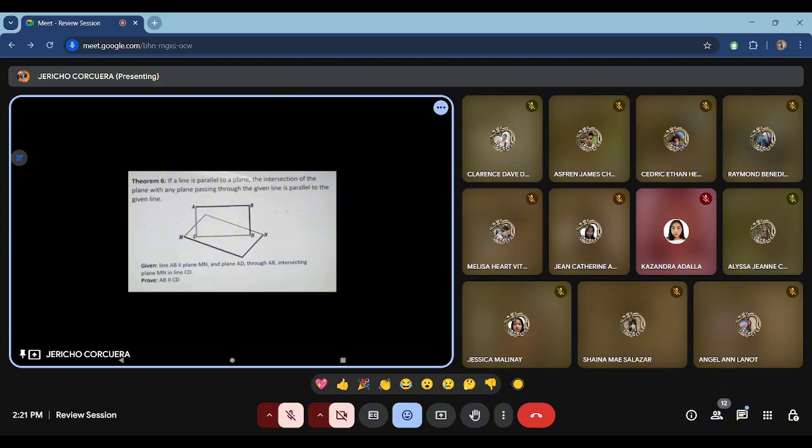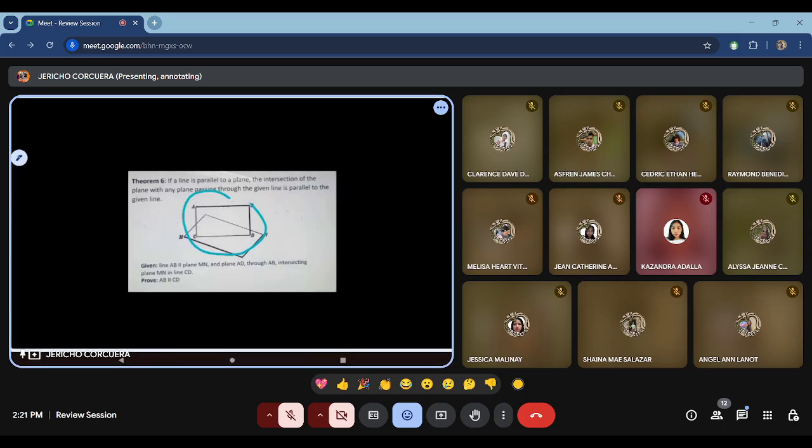Ayun, no, parallel yung line AB sa plane MN at plane AD through AB. Intersecting plane MN at line CD. And yung line of intersection, yung CD, and then yung line AB is parallel to plane MN. Let's imagine na merong line, yung line din ng MN kung sa plane geometry yan. Line MN is parallel to line AB. And yung plane AD, ayan yung buong plane na to.